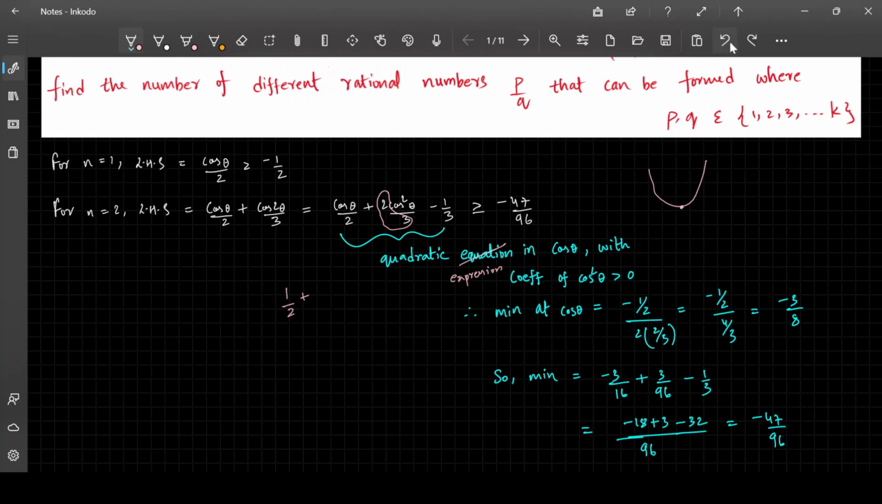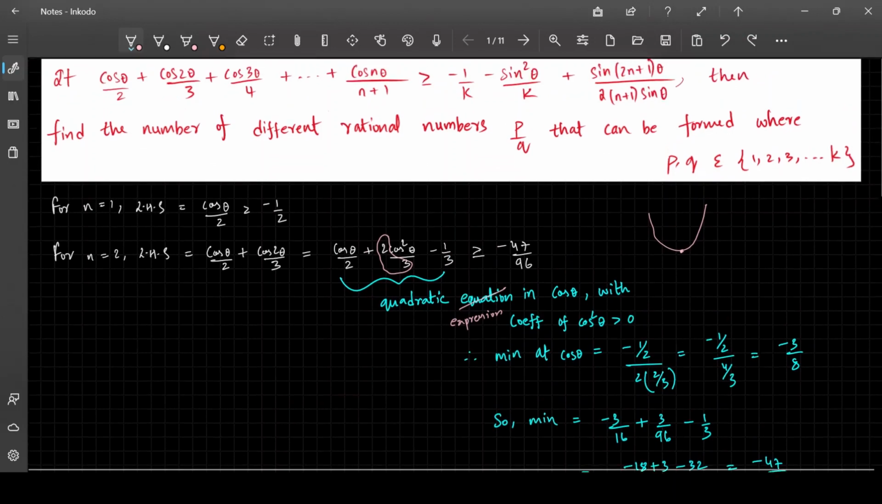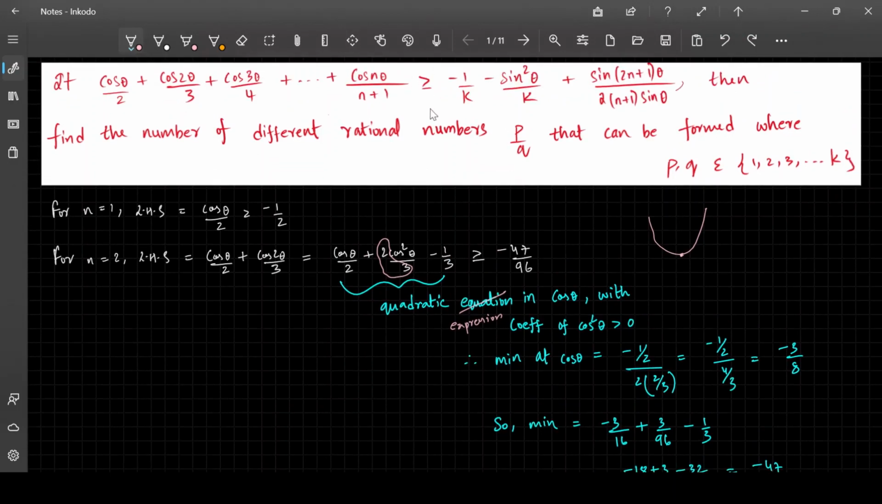But we are not bothered about the maximum value. We just need to find the minimum value, because the discussion is all about the minimum, the greater than or equal to.